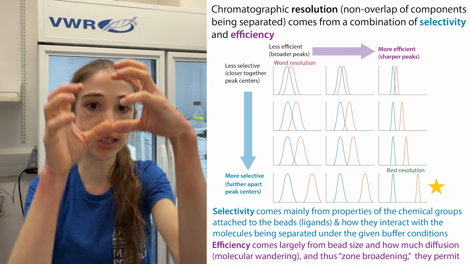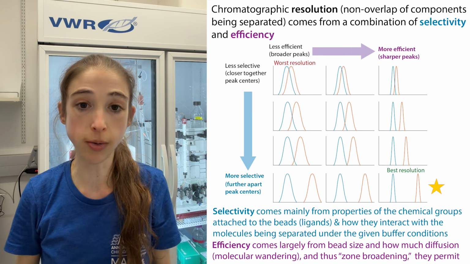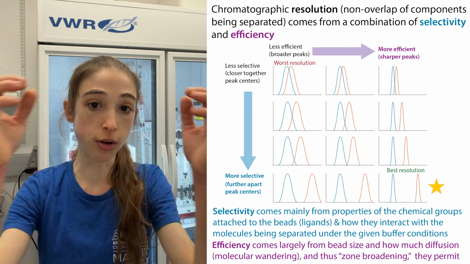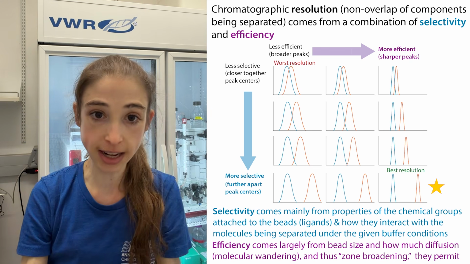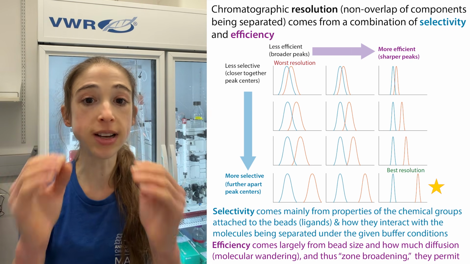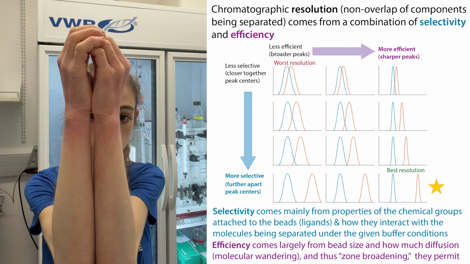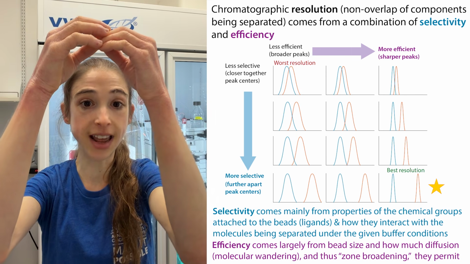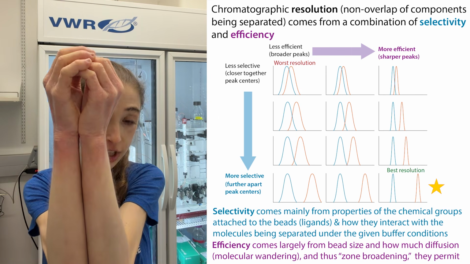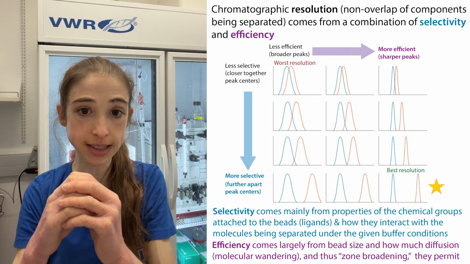And the more space there is in between, the more room there is for the molecules to wander around, and then you're going to have a broader peak. When you've got a broader peak, you've got poor efficiency. So for efficiency, what you want is nice, crisp, narrow peaks that are symmetrical. If you have something like this, that would be non-efficient, and if you have something like this, that would be efficient. Again, that comes down mainly to the size of the beads.